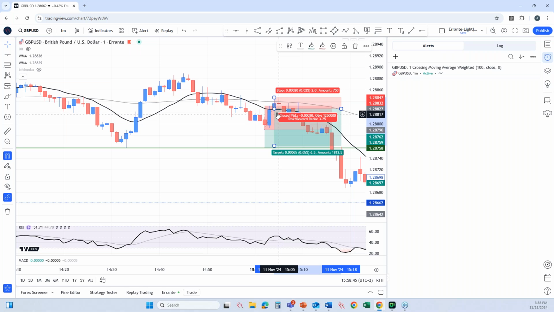And even if you are wrong, you will hit this stop loss here, and you will actually be again ahead of your plan. So that will be cool.